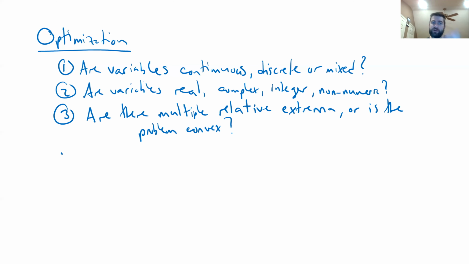Finally, so we asked a question about the structure of variables, a question about the structure of the search space, and we should also ask the question if there are any constraints on the problem.